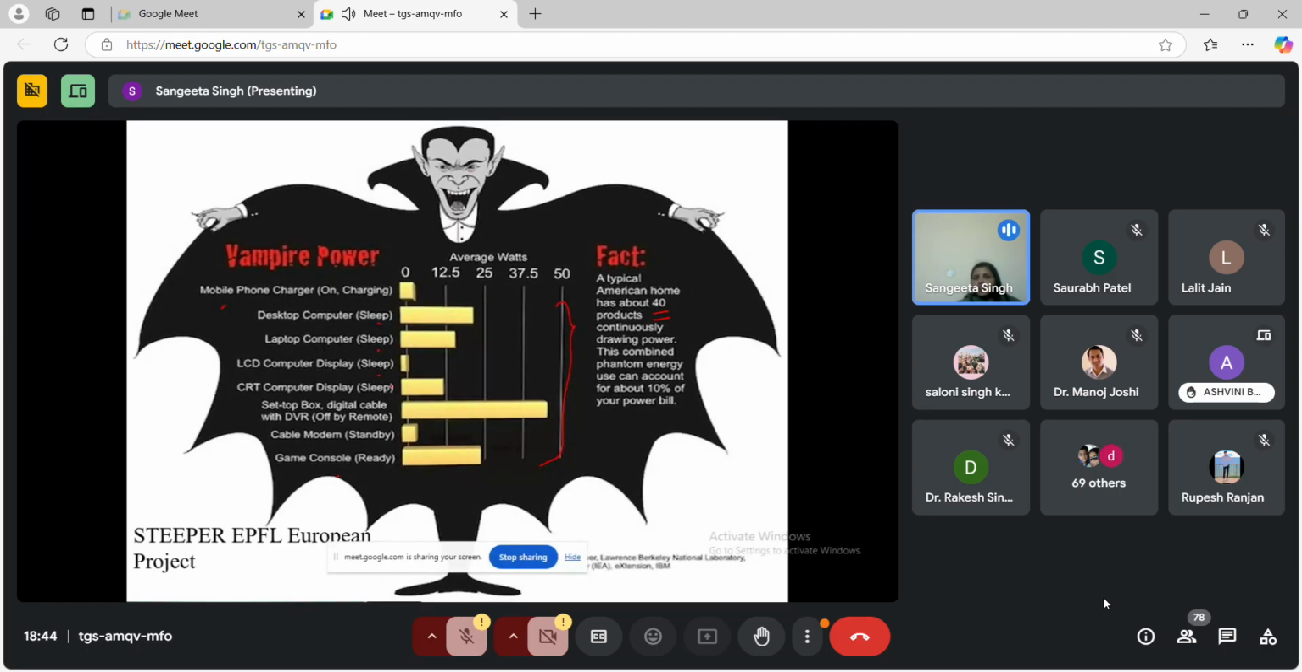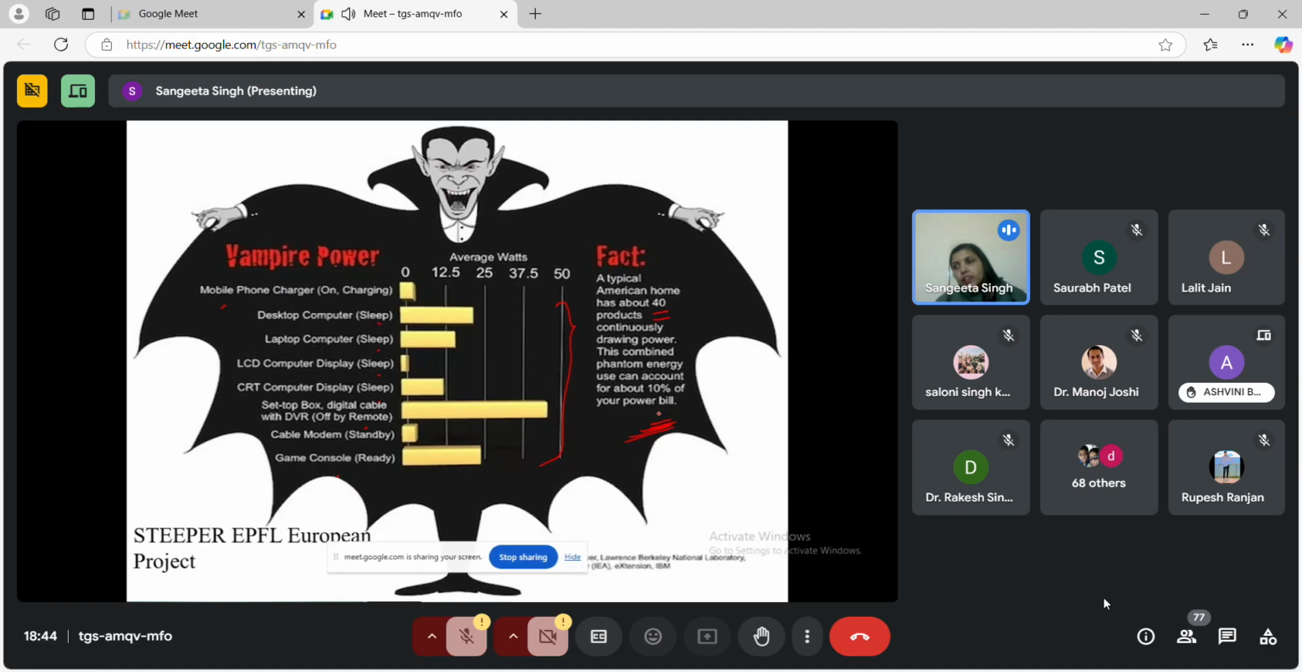All these appliances are there in our household, and they are also consuming some power, low or more, even when they are in sleep mode or turned off from the remote. So we are paying 10% of our electricity bill for the energy that we are not even using. So if I am able to go beyond CMOS, what is going to be the case? If I am able to go beyond CMOS, what can help me?